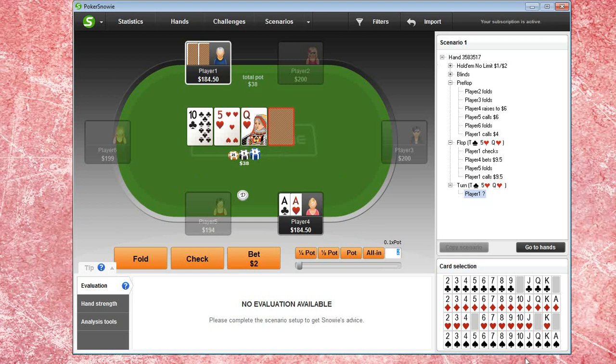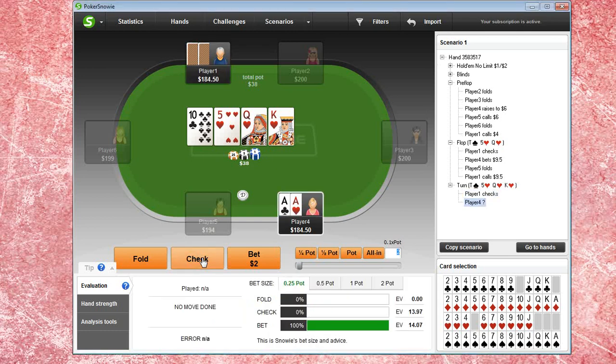And the king of hearts comes out. And he checks, which is the right play. So I feel like this guy was definitely a reg. And Snowy says for us to bet here. So there you go, I agree. Definitely should have bet here. And look, it's looking for an underbet, as you can see. Underbet or a half pot bet is the highest EV play.